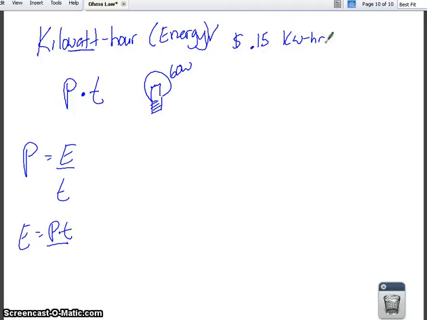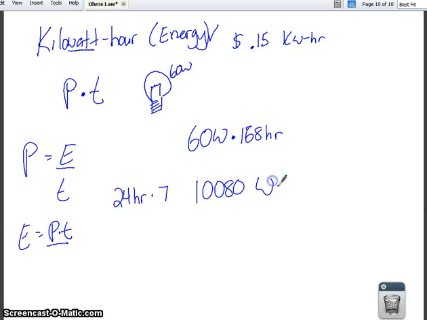Okay, so basically, you need to know how many watts you used. So if you use 60 watts, how many hours did you use it for? Well, you used it for a whole week, 24 hours times 7 days. Okay, so 24 times 7. So we have 60 watts times 168 hours. Okay, so this is going to give us 10,080 watt hours. Because all I did was multiply 60 by 168, so I get this number right here.